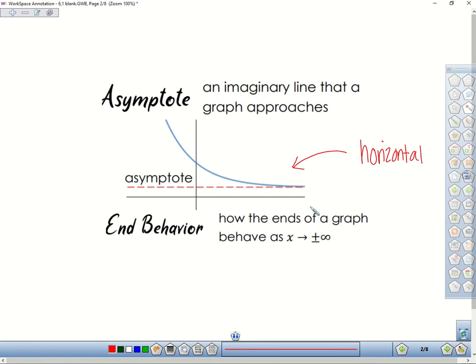Now, asymptotes are going to be a really key thing in this lesson. You're going to have to be able to identify them, and they're really going to help us sketch graphs. So they're really important as a concept in exponential functions.